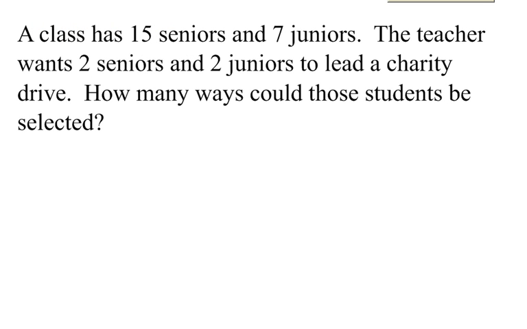All right, in our last example problem here, we're looking at a situation where a class has 15 seniors and 7 juniors. The teacher wants 2 seniors and 2 juniors to lead a charity drive. How many ways could those students be selected? So this is similar to the last one we were doing. And in here, we are first figuring out all the ways we could choose 2 of 15 seniors. And we also want to figure out all the ways we could choose 2 of 7 juniors. And then every choice here gets multiplied by every choice here for the total number of options.